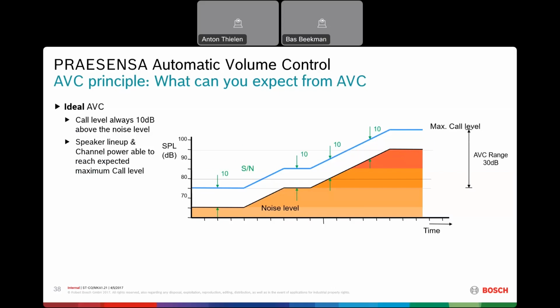With an AVC range of 30 dB, you could reach quite a lot here to reach this difference. The AVC attenuation range equals the noise level variation here, and that would be the ideal solution if you have such a large range of difference in noise level.